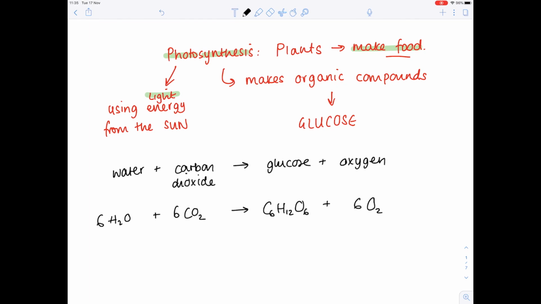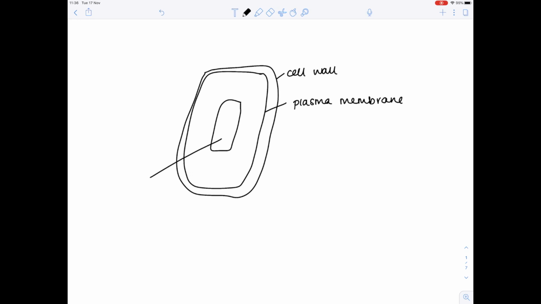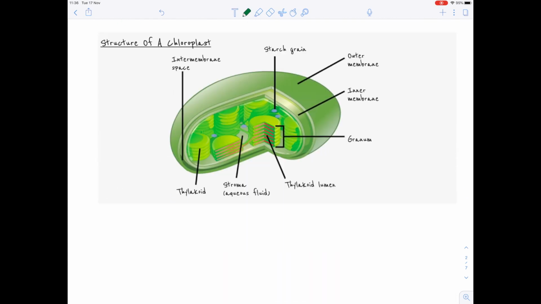to a GCSE video. So here's a generic plant cell. Remember, it has a cell wall made of cellulose, plasma membrane, a permanent vacuole, and a nucleus. Crucially, it has green structures known as chloroplasts, and these are the site of photosynthesis. And if we take a closer look at those chloroplasts, we can see that they're quite complex organelles. I'm going to talk through their structure and explain how their structure is related to their function.